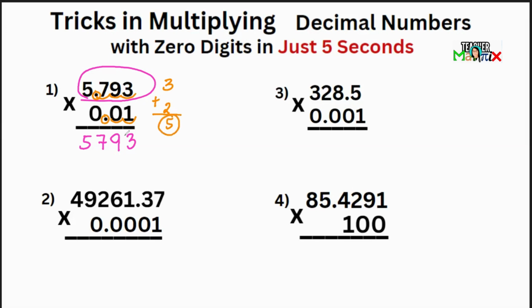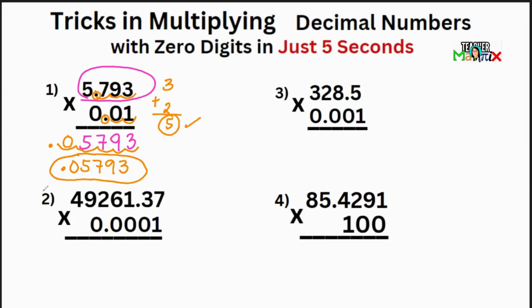Then, with that 5, do the same thing. From the right, move 5 times. 1, 2, 3, 4. So extend 5. Then put 0. Let me rewrite the final answer. 0.05793. Yun lang.